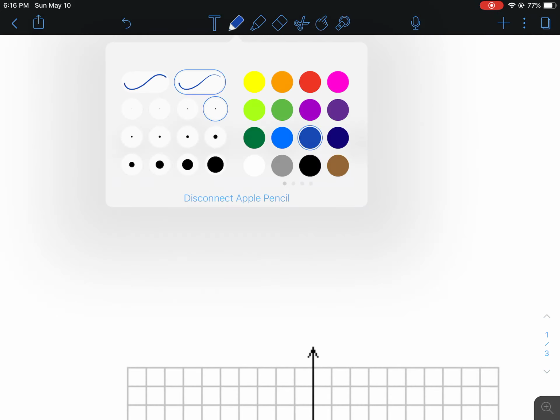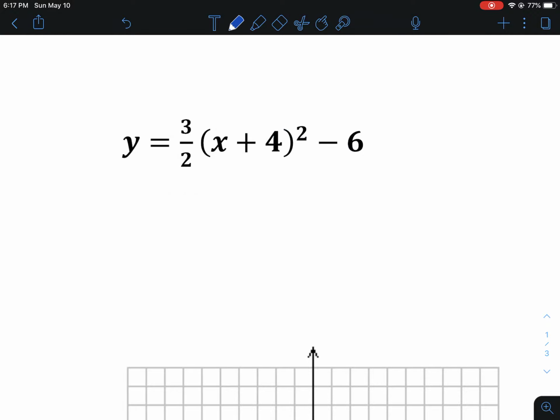All right? So let's look at this one. My a value is 3 over 2. So that's a fraction bigger than 1. So this is actually going to be wider than the parent graph. Okay. But we know it opens upward, right?